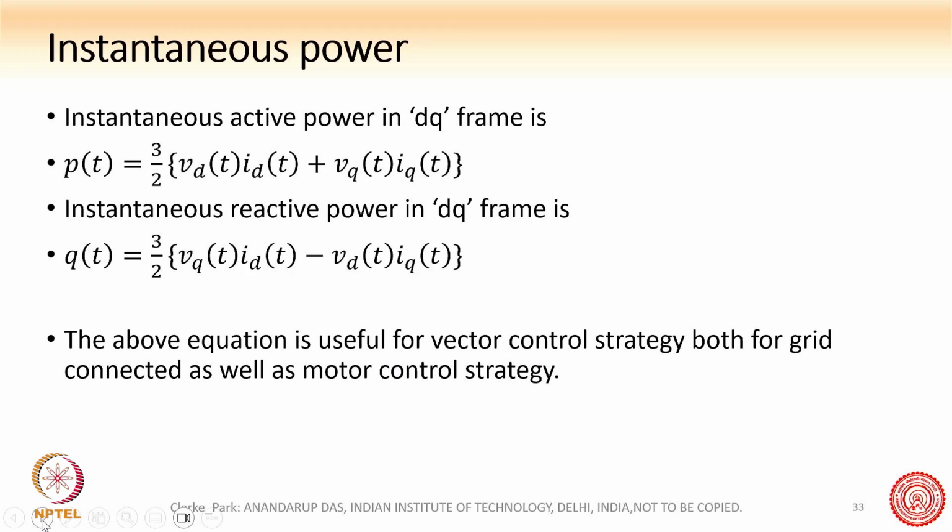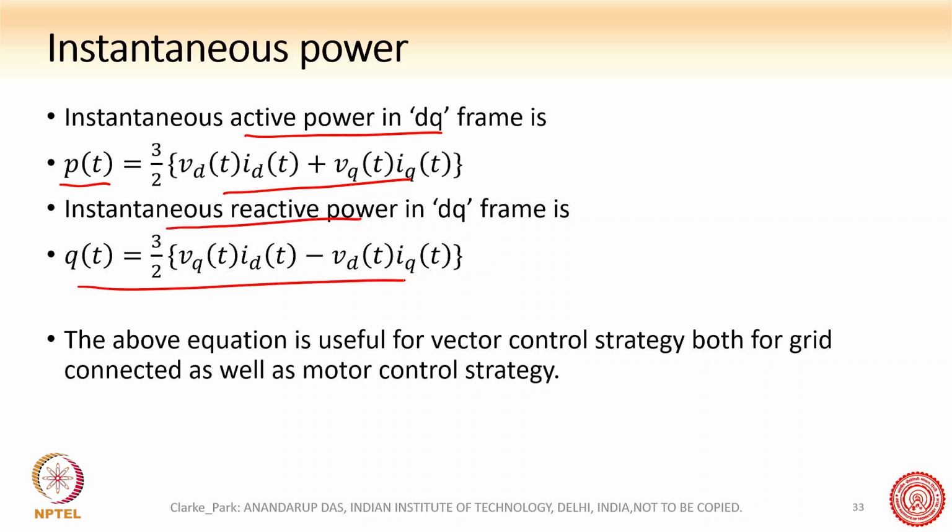Again, as I told you, you can define instantaneous power PT like this. Now we can do the same thing. We have already seen 3/2 times V alpha I alpha plus V beta I beta, and we can just substitute V alpha, I alpha with VD and ID, and we will get this expression. Similarly, instantaneous reactive power is this one.